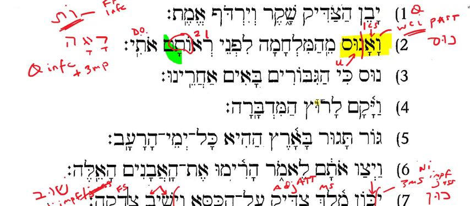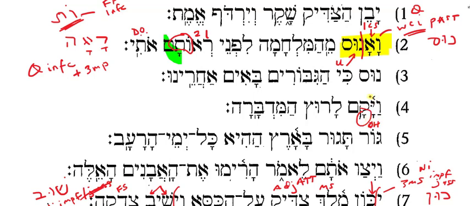Let me go through a couple of other things with you here. Look at number 4. We have vayakom, and here's the big question. Is that a kametz ketuf or a kametz? A short O or a long A? Is it vayakam or vayakom? That's right. This is vayakom. It's a kametz ketuf here.